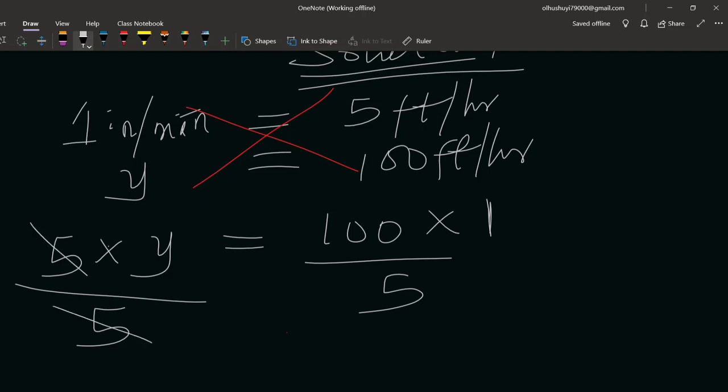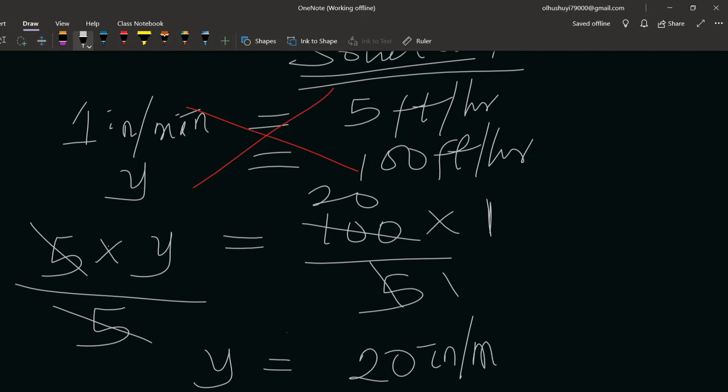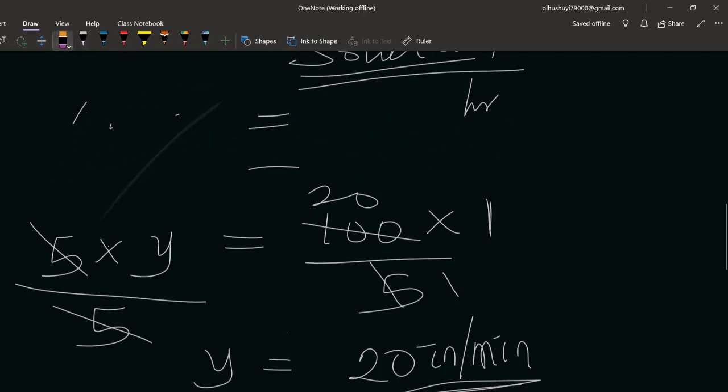Let's cancel out this. 5 here 1, 5 here 20. So y is equal to 20 inches per minute. Is this understood? Very good. Let's look at another relationship quickly before I stop this video.